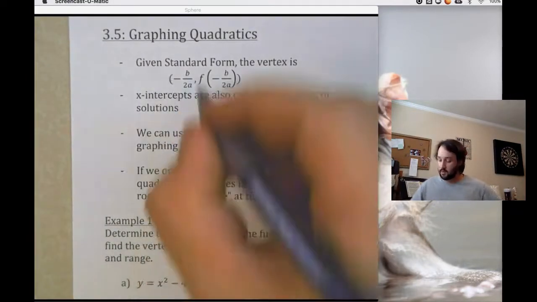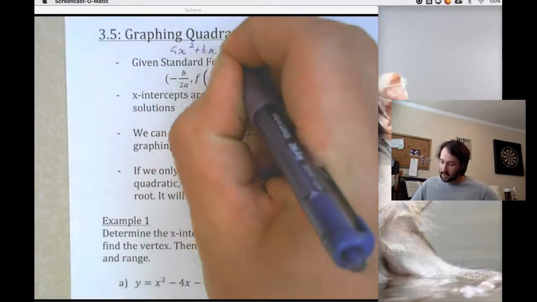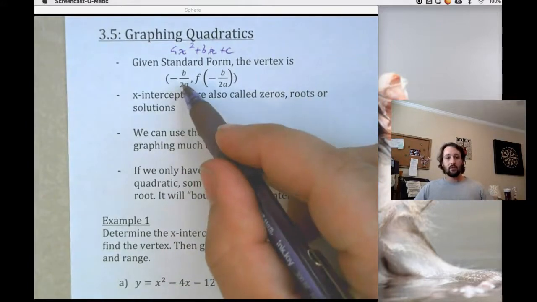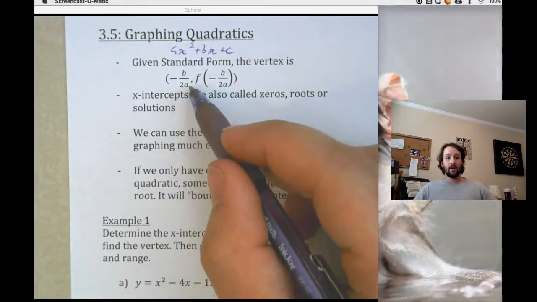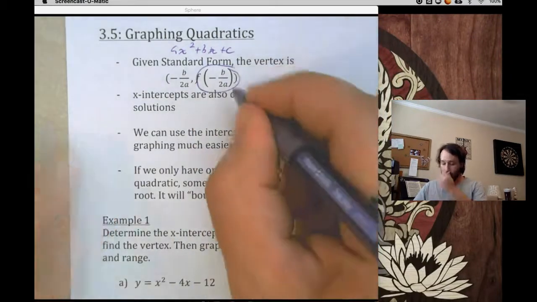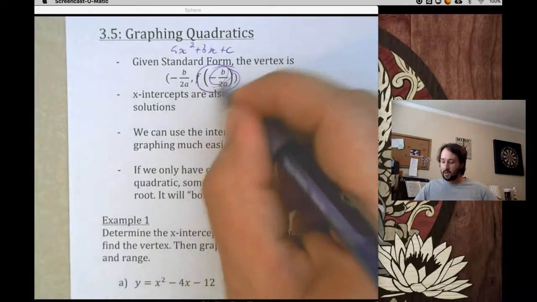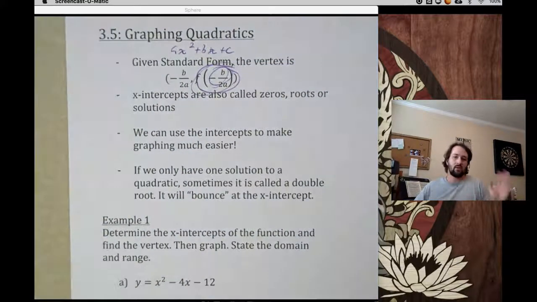So given standard form, don't forget that standard form is ax squared plus bx plus c. The vertex is negative b over 2a for the x part, comma f of negative b over 2a. Don't get freaked out by this. This is just saying if you put in negative b over 2a as your x value, your y value will come out as the y value of the vertex. I'll show you how it works.